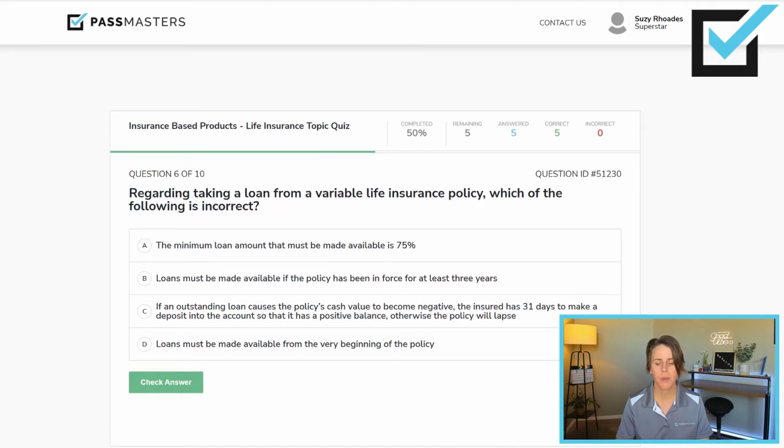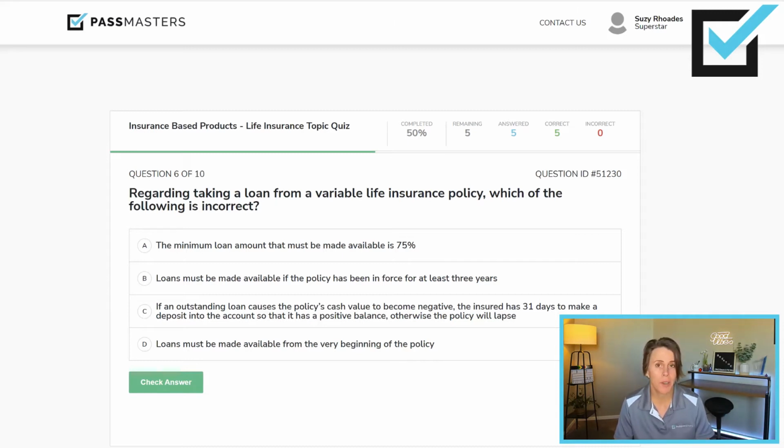Regarding taking a loan from a variable life insurance policy, which of the following is incorrect? So one statement's going to be false. The minimum loan amount that must be made available is 75%. Loans must be made available if the policy has been in force for at least 3 years. If an outstanding loan causes the policy's cash value to become negative, the insured has 31 days to make a deposit into the account so that it has a positive balance. Otherwise, the policy will lapse. Or, loans must be made available from the very beginning of the policy.